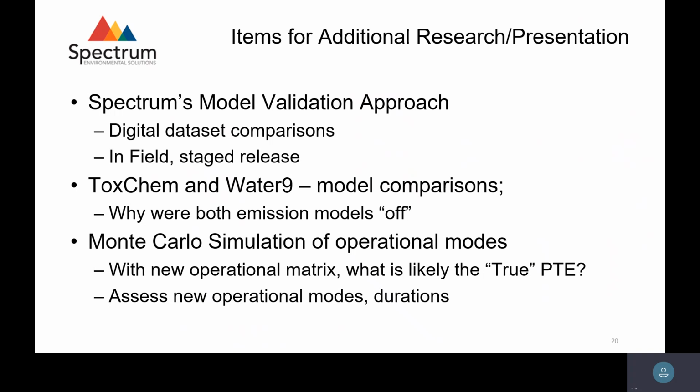Definitely did the digital data set comparisons with all the available literature. Our numbers match up very well, less than 10% variation between our results and the paper's result. We have not done an in-field staged release. That would be fun to do. I'd like to find a place to do that and actually put something unique like an SF6 or something that's a nice marker or something that we can see is unique and do a controlled release and validate.